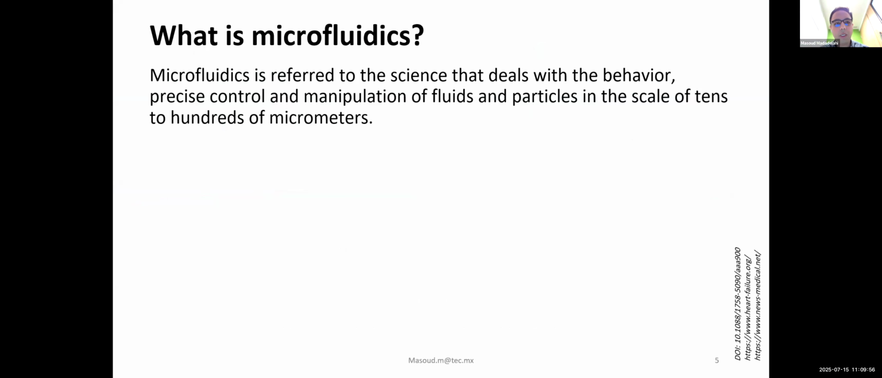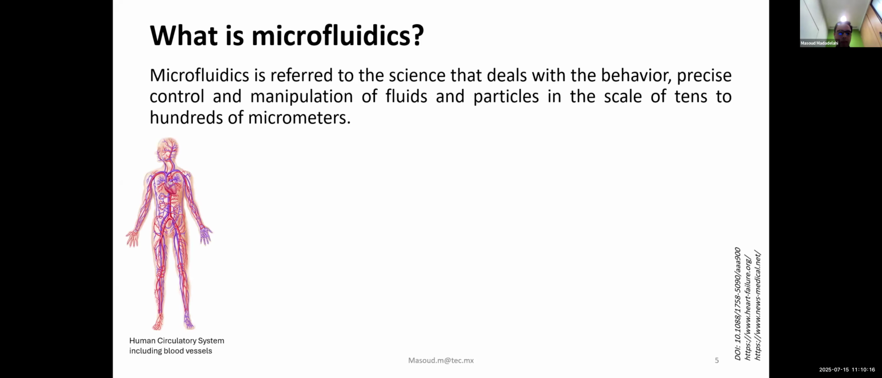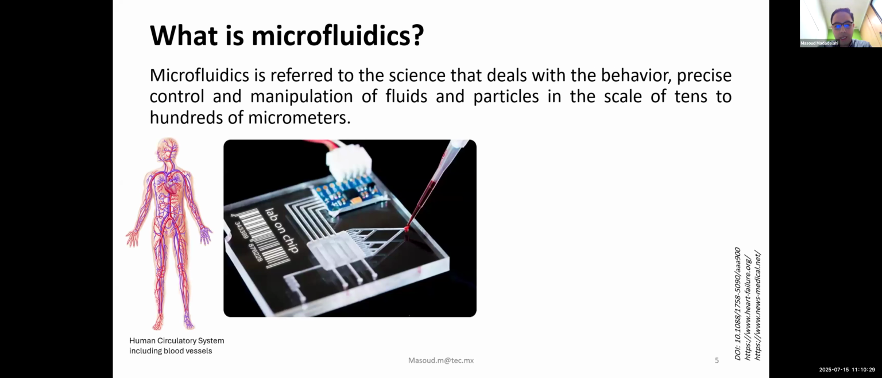Well, I think you know the meaning of microfluidics. Any fluidic system in which we have a scale or dimension from tens to hundreds of micrometers, or below 1 millimeter, is a microfluidic system. Our human circulatory system is a very good example, in which we have our vessels with microchannels, and blood is the working fluid there. But in a lab, we have something like this. That is called lab on a chip.